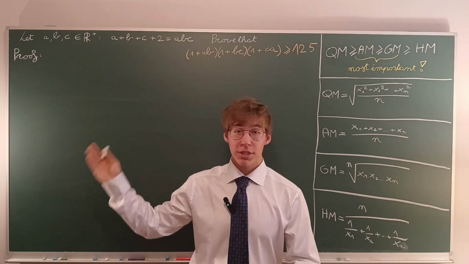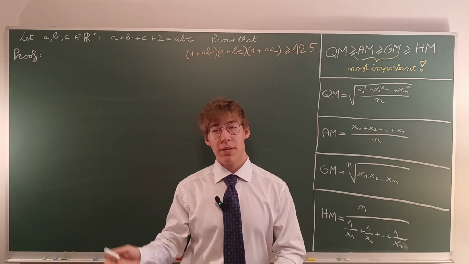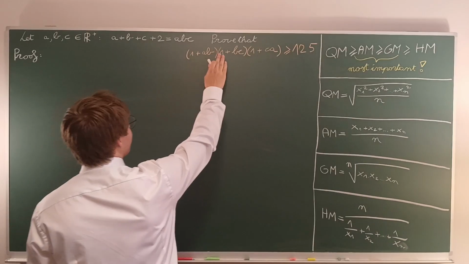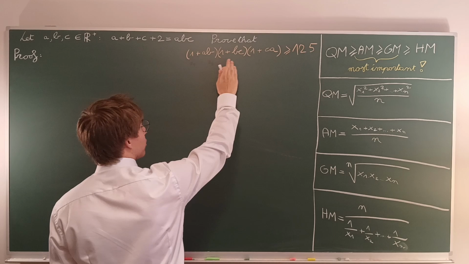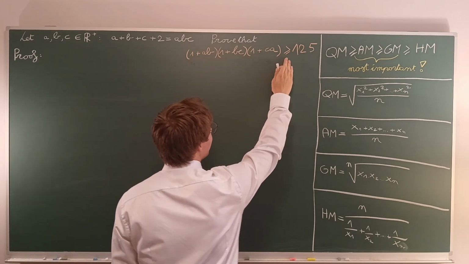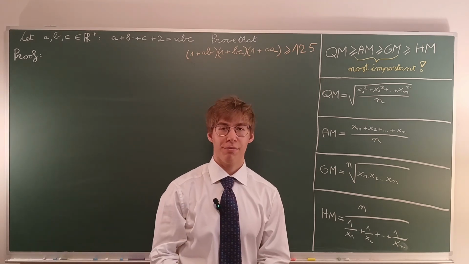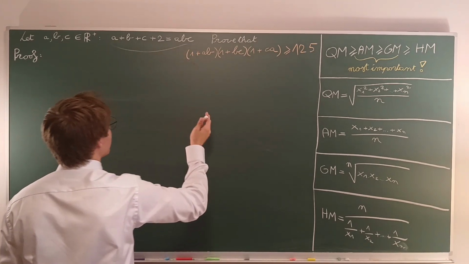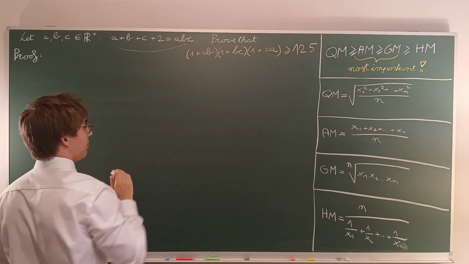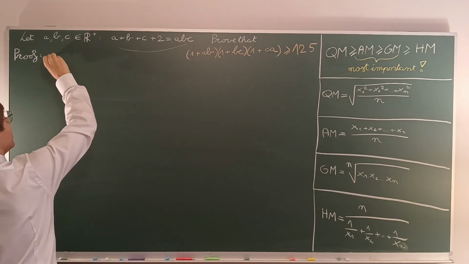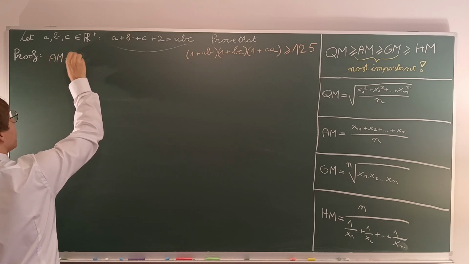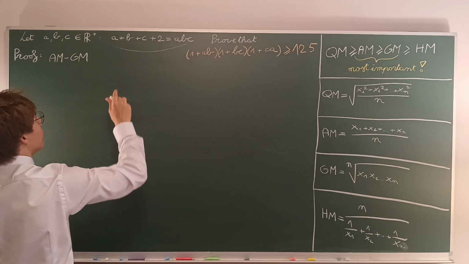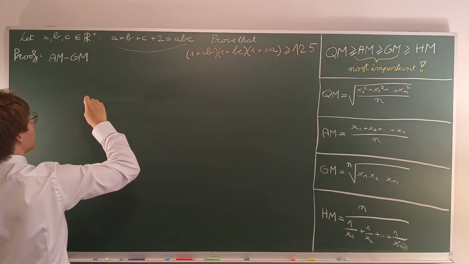Let a, b, c be positive real numbers, such that a plus b plus c plus 2 is equal to abc. And then we have to prove that 1 plus ab times 1 plus bc times 1 plus ca is bigger than 125. Now, from this first statement, we would want to make an estimate of how big abc can be. And we will do this by using AM-GM on a, b, c, and 2. So on these 4 variables.